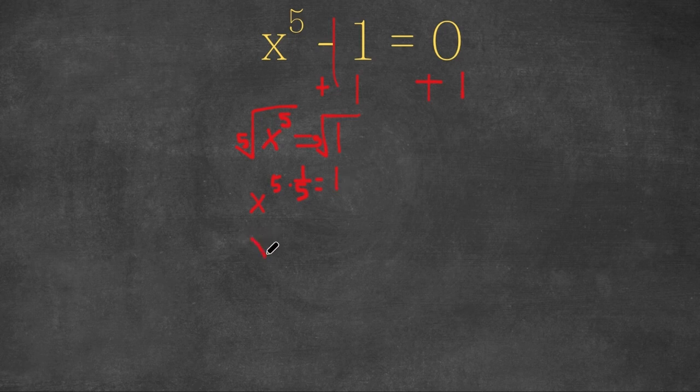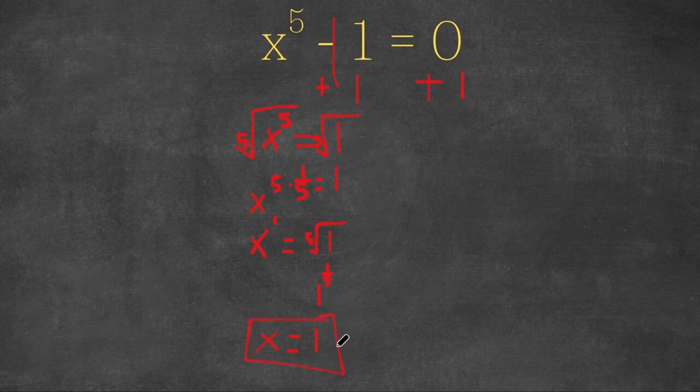So this is x to the power of 1, which obviously equals x, equals 1 to the root of 5. Well, 1 to the root of 5 is the same thing as 1 to the power of 1/5. And 1 to the power of anything is simply 1 because that's just how it is. So this is 1. And x to the power of 1 is x. So x equals 1. And this is our answer.